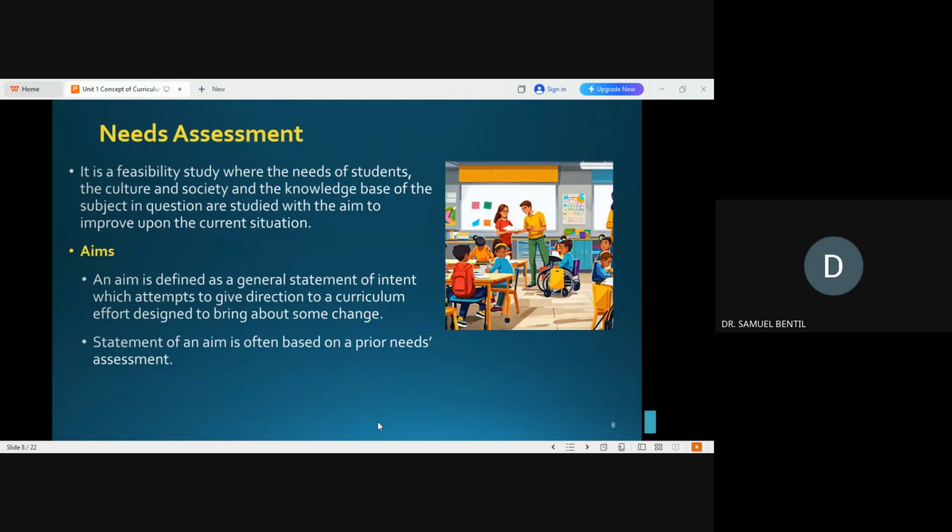And even the kind of knowledge that the society wants their people to be equipped with. So based on this needs assessment or feasibility study, you are in a position to know what the society wants and translate it into aims, goals, and objectives. So anyone who says I'm developing a curriculum and just stands up and starts writing is not in tune. You must first do what you call needs assessment.